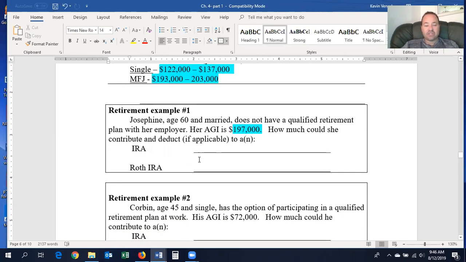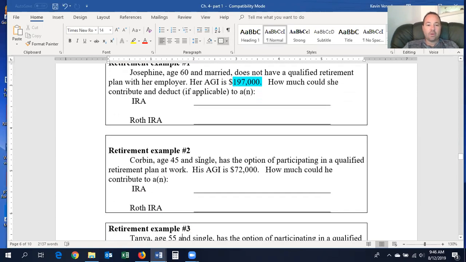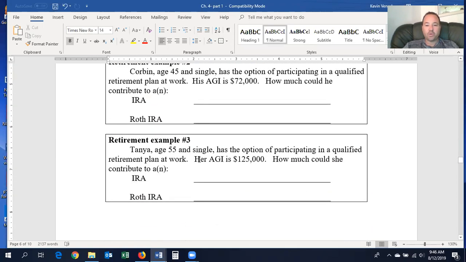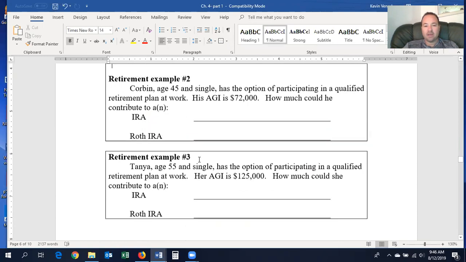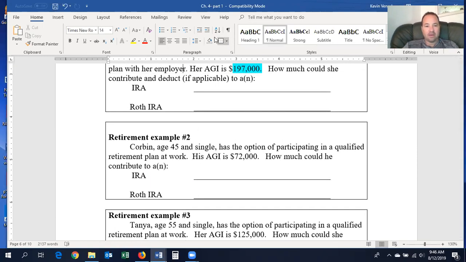So what I've done now is just a practice. I want you to take the next 3 or 4 minutes as I go get a drink, clear my throat, and you go through retirement examples 1, 2, and 3. And we'll go through the example.